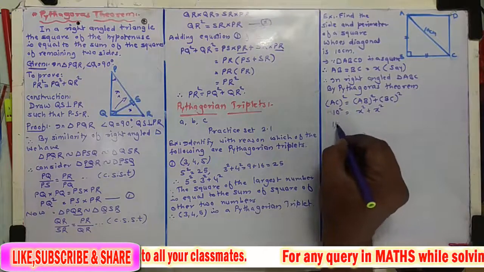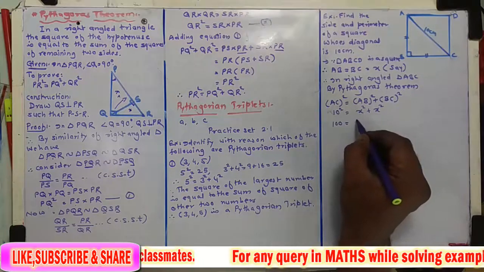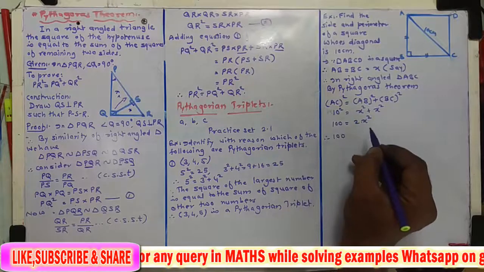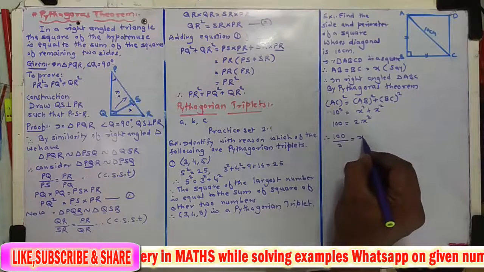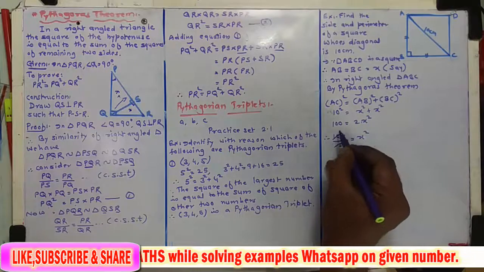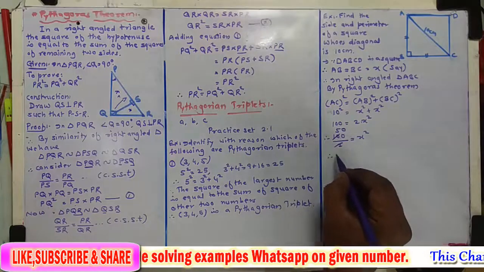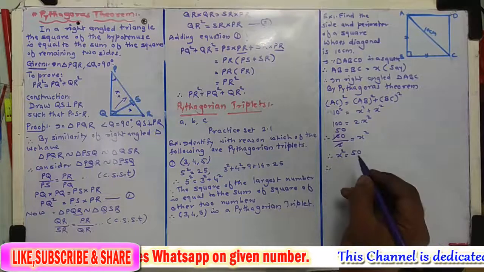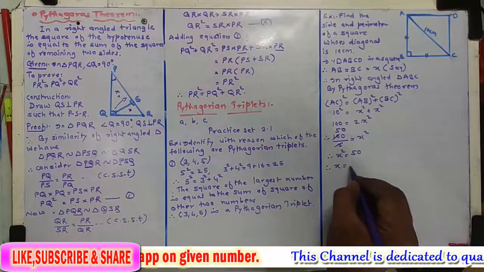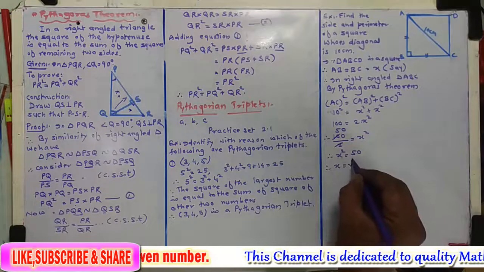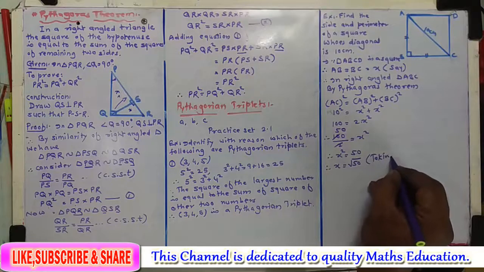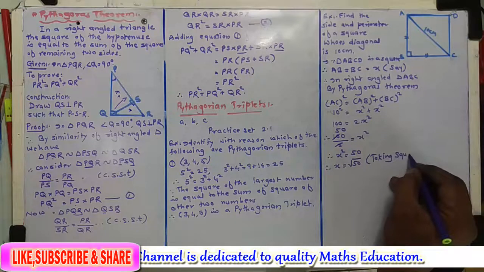10 square means it is 100, which is equal to x square plus x square, that is 2x square, and therefore 100, this 2 gets divided here, is equal to x square. Just simplify this. 2 ones are 2, 2 fives are 10, and therefore x square is equal to 50, and to remove this square we'll take the square root, so x is equal to square root of 50.